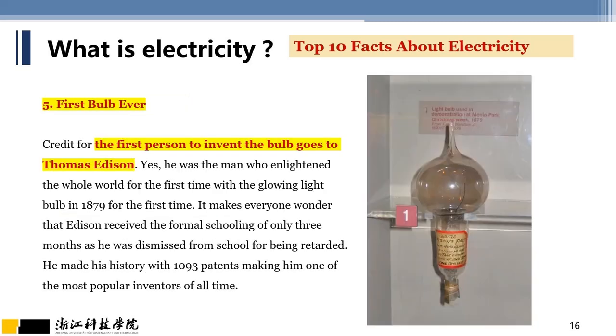The fifth one is the first bulb ever. Credit for the first person to invent the bulb goes to Thomas Edison. We all know that Thomas Edison invented the lamp.